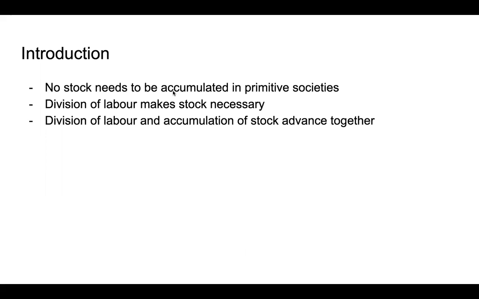First, no stock is needed to be accumulated in primitive societies. Why is that? Because in primitive societies, division of labor is not carried very far. Everyone pretty much does everything, produces everything they need. So there's really no need to stock up provisions ahead of time. But division of labor makes stock necessary, right? Because now everyone lives by exchanging their own produce with other people's produce.